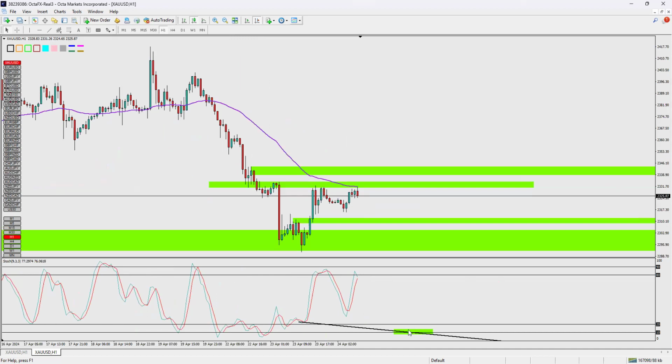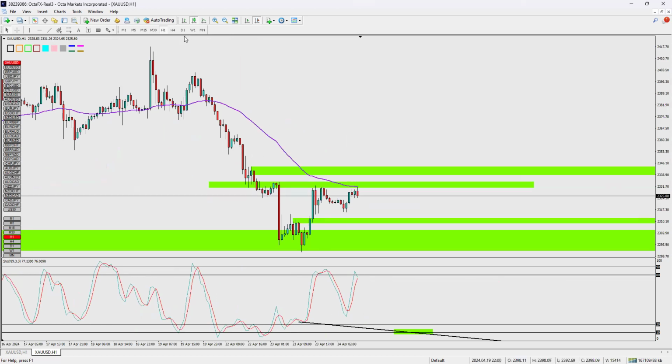So if it comes back from London session to New York session to this point, then it will shoot up. But if it does not come to this zone, it will continue dropping down. So again, if it fails these two zones, it will just continue dropping down.